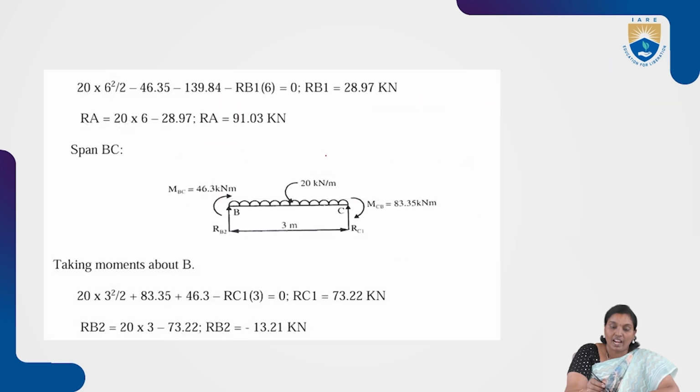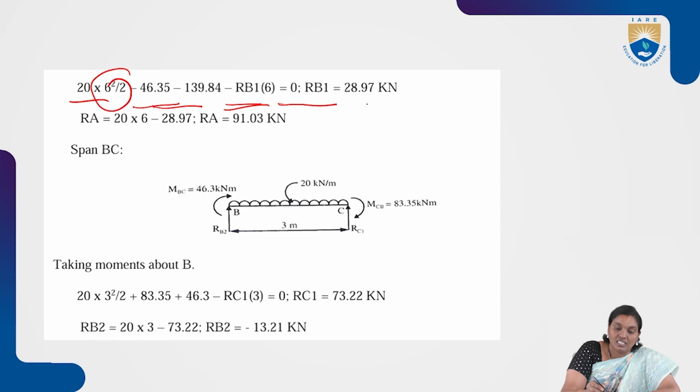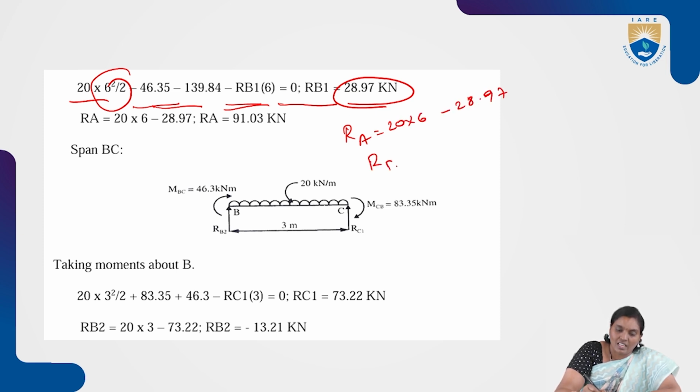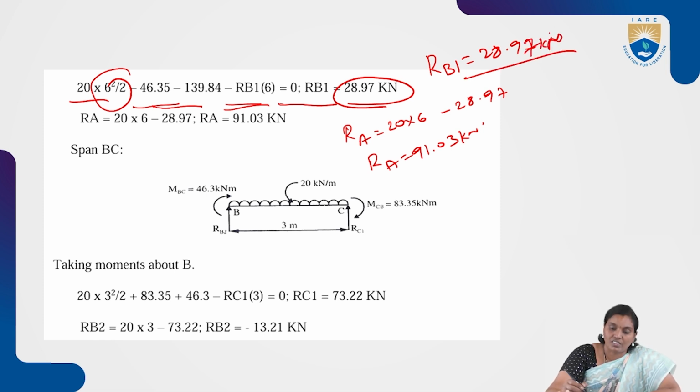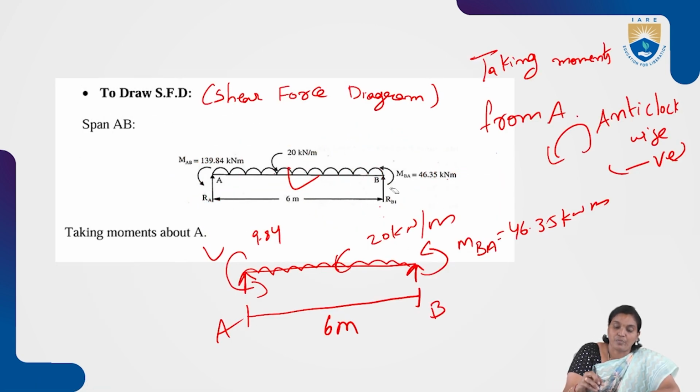RB1 into 6, so minus RB1 is equal to 29.97. Now the reaction RA is equal to 20 into 6 minus 28.97. This RA is equal to 91.03 kilonewton. Similarly, RB1 is equal to 28.97 kilonewtons. After doing all the calculations, we get the reactions for A and for B.